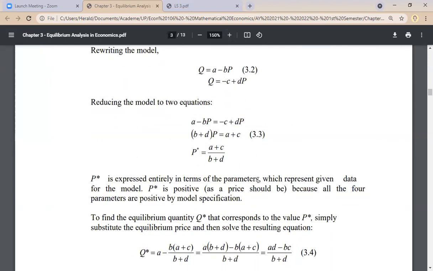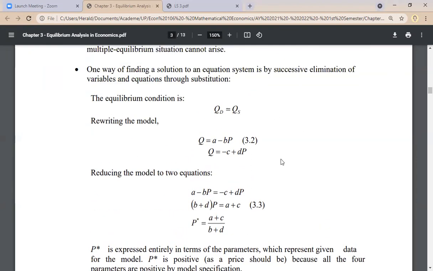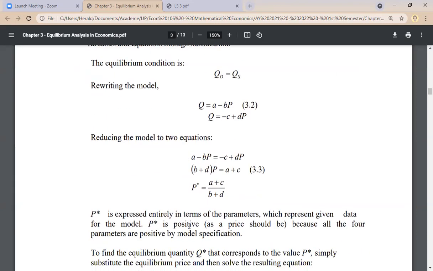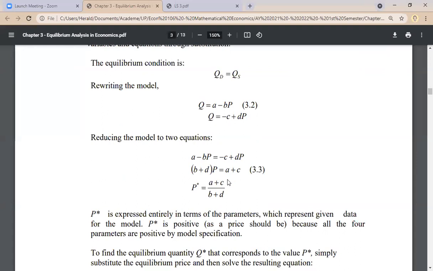In most cases, class, this is again the general parameters. In most cases, the idea is very similar to this one here. But it should be noted that both values for P star and Q star, or the general solution, should be in terms of parameters, or should be expressed in the values of those positive parameters A, B, C, and D.